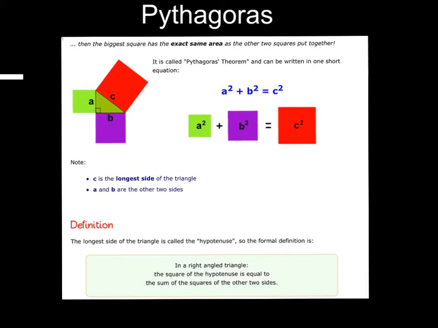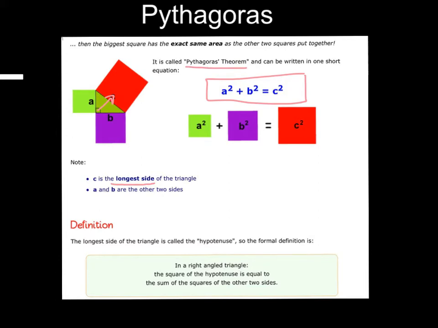Now, this is called Pythagoras' theorem. In the picture you can see it as the square of A plus the square of B is the square of C, and that is the formula that Pythagoras is well known for. Now, the C part is always the longest side of the triangle, and in particular it's always found directly opposite the right angle.